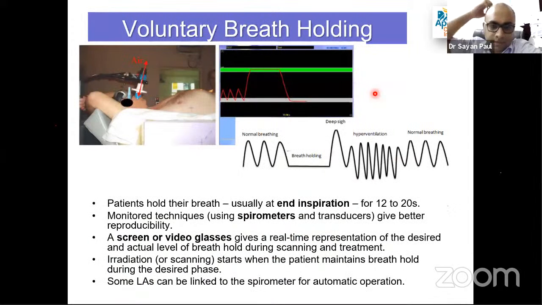It can be a voluntary breath hold, where the patient holds their breath, usually at end respiration, for 12 to 20 seconds. It is a monitored technique using a spirometer and transducer. The patient has a screen or video glasses and can see in real time how his respiration is going, and he can hold the breath voluntarily. During this time you can acquire the image for planning. You can also deliver the treatment during the breath hold period.